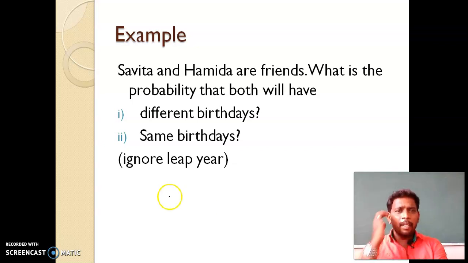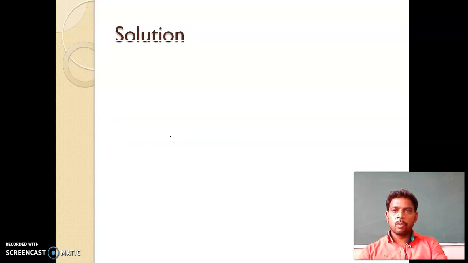Here also the total cases are not given, but we are going to find out of 365 days only, so that here the total sample space is nothing but 365. Okay, so look at the solution here.